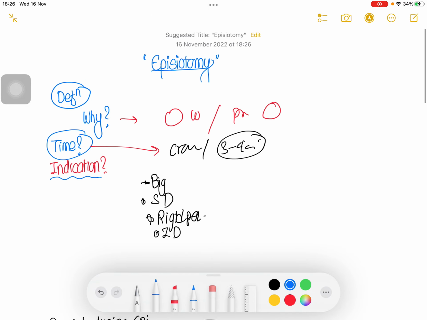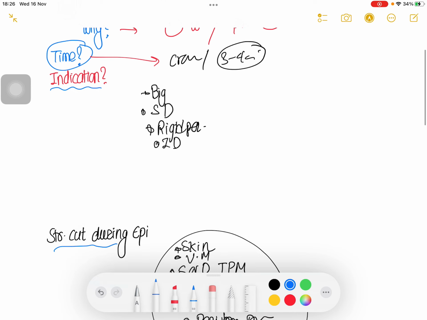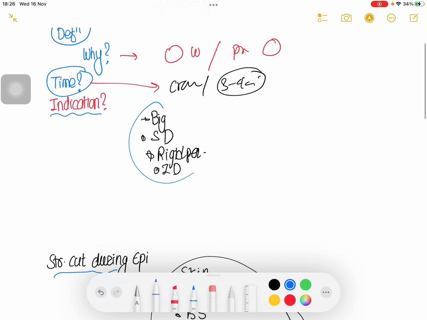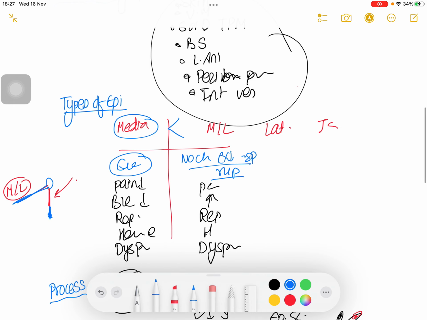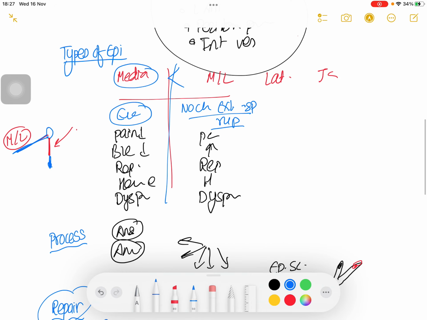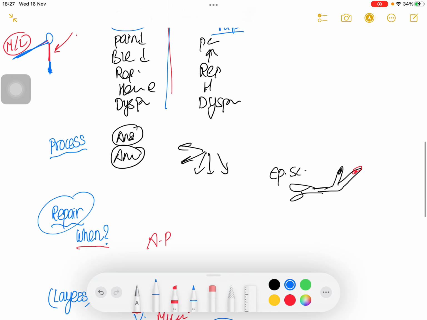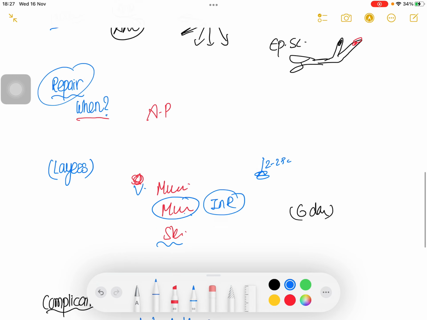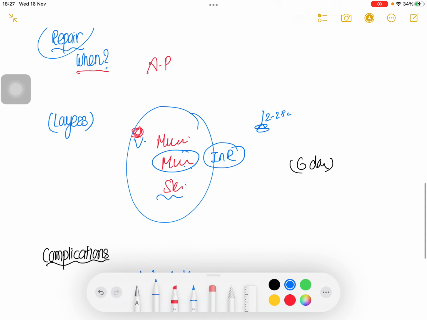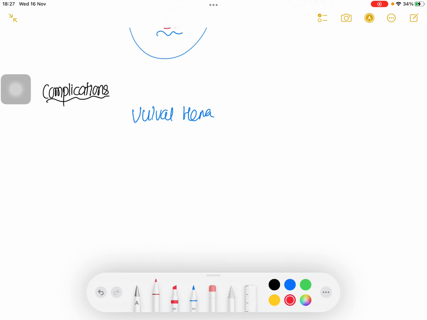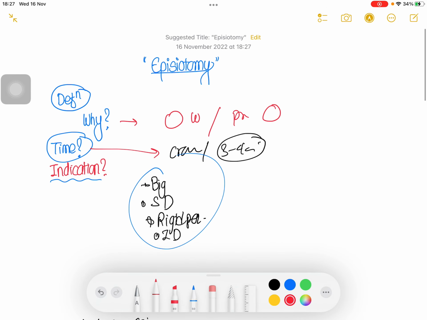Mostly we have to remember the indications and the structures cut during the episiotomy, the difference between median and mediolateral, like the benefits and the adverse things, and then the layers in the repair, and then the complications. So these are the things you should know in the episiotomy.